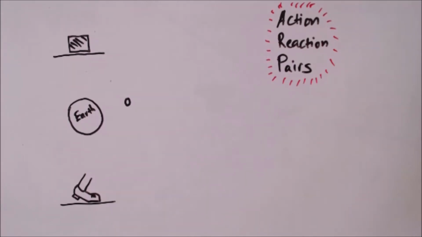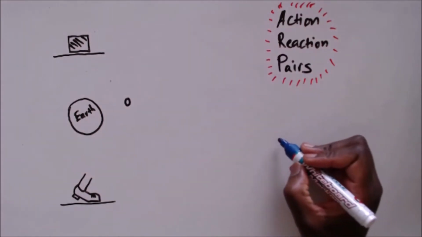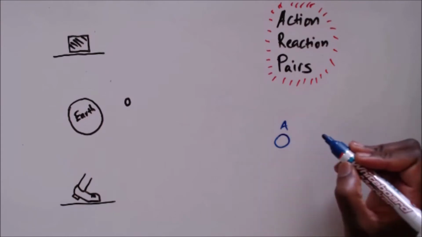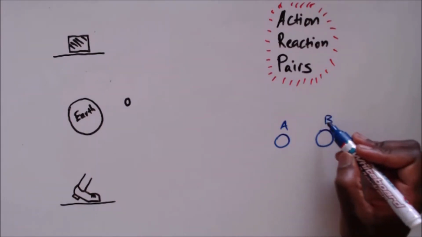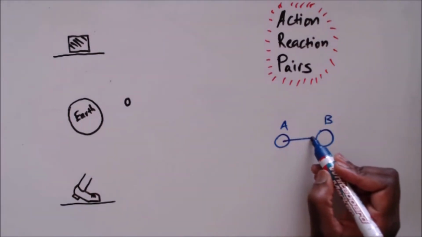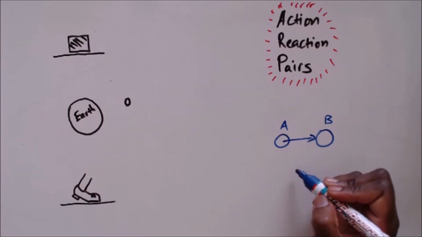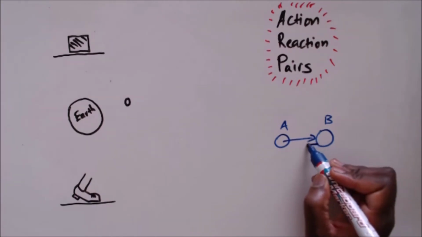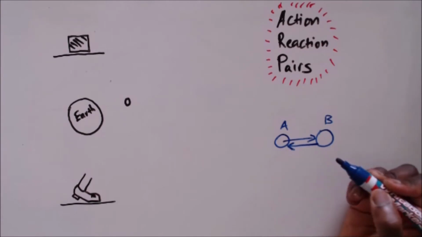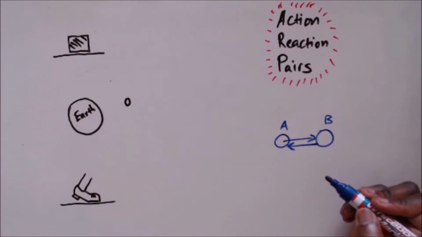Now let's get this correct from the onset. Newton's action and reaction forces form pairs, but they never ever act on the same body. I like to explain it as follows. If we have two bodies, body A and body B, and body A exerts a force on body B, body B will exert an equal but oppositely directed force on body A.